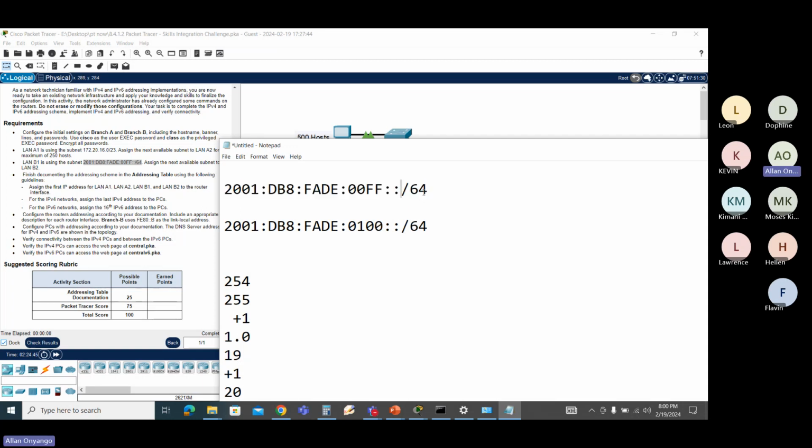We just need to put a one here. So the first usable IP here. So first usable, you're just going to put a one here. That is the first usable. Yes.